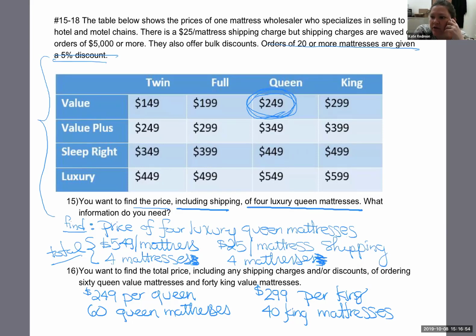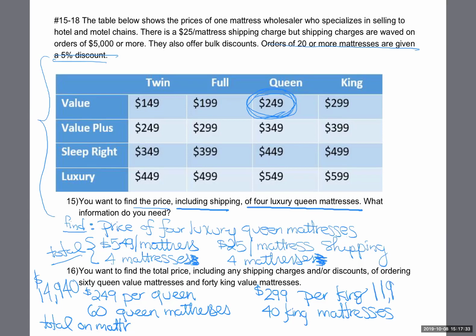What thing do I need to figure out? Our total. I need the total that I'm spending on the mattresses to figure out if it's over $5,000. Okay, so I am going to have to actually figure this one out. So 249 times 60. Oh my gosh, I'm already well over $5,000. Holy crackers. Okay, and then 299 times 40.